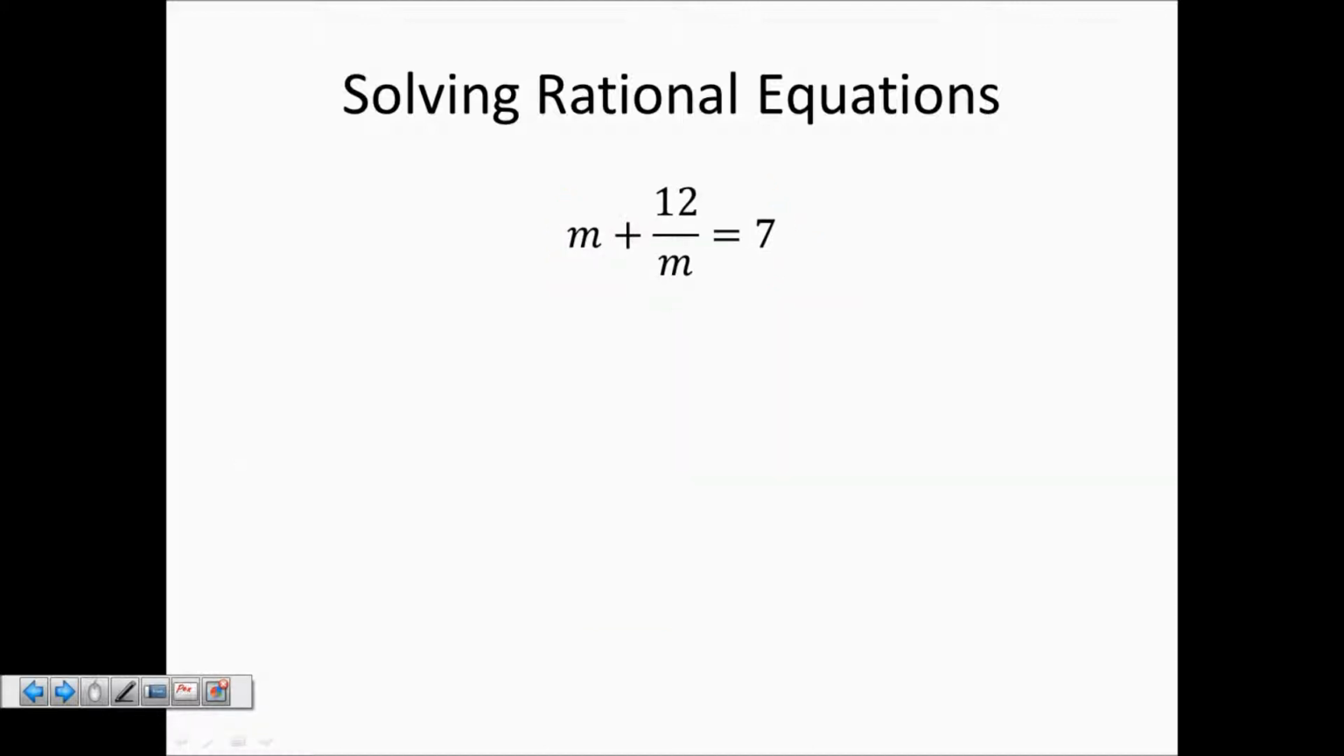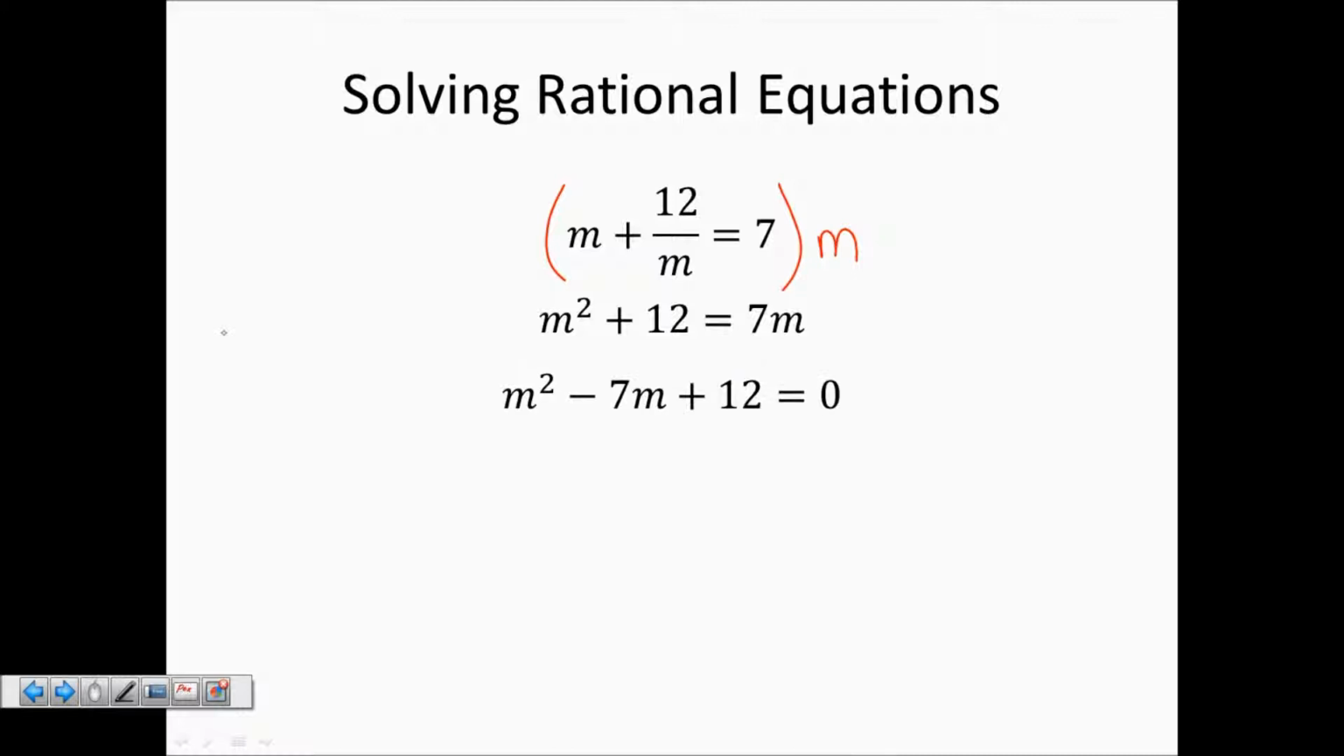Let's take a look at another one. Now the difference here, we see an m occurring in a couple different spots, including on the bottom of the fraction. That's why it's a rational equation. We're still going to multiply to get rid of that denominator. So again, anything that has that m in the bottom is going to cancel it away and it's not really going to get multiplied by the m. Anything that doesn't have that m in the bottom gets multiplied by that m. It does not go away. So we have to deal with that. So our m becomes an m squared, our 7 becomes a 7m.